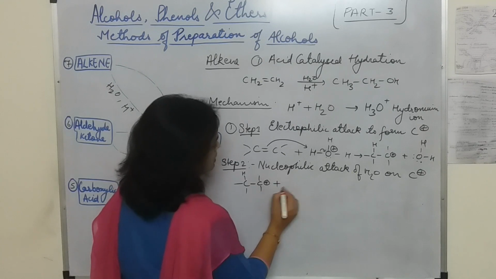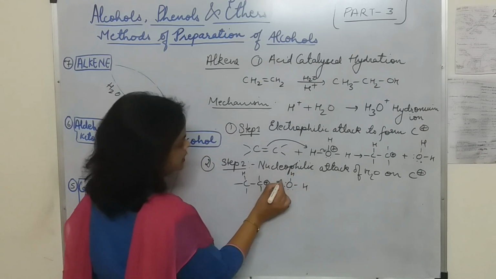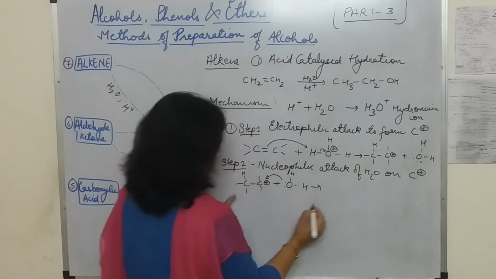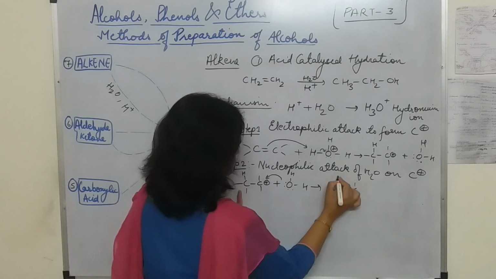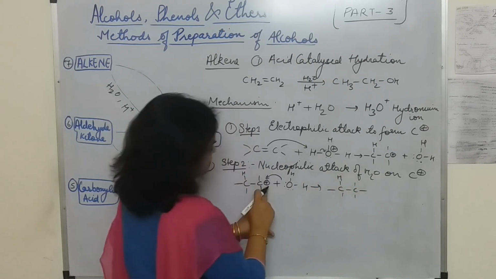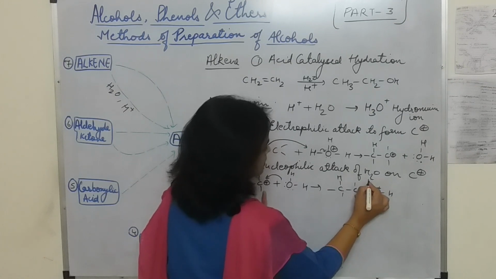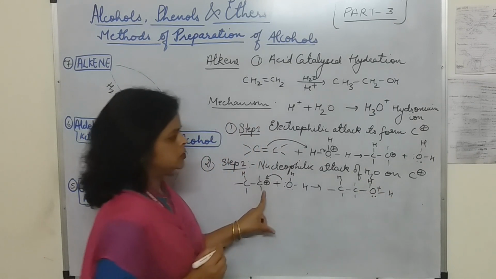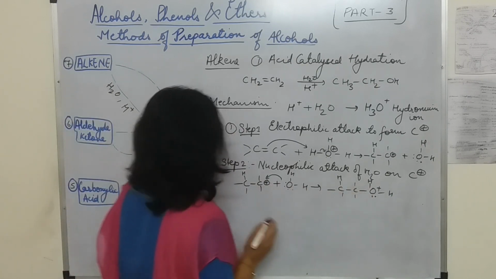Now O, with its two lone pairs of electrons, attacks on it and we will get the product like this. Now this positive charge will shift onto this oxygen. So here, this positive charge which was present on carbon gets shifted onto this oxygen.